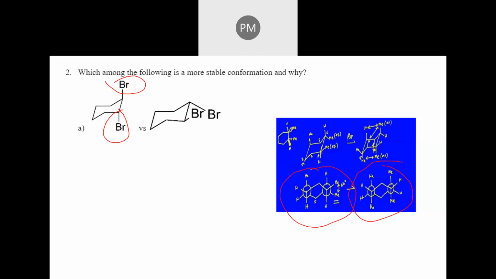So we have to draw similar things like this, and we have to say that these two bromide groups are only 60 degrees apart in one case, and in the other the two bromide groups are 180 degrees apart. If the bulkier groups are far apart from each other, that conformation will be stable. So for this reason, the axial bromide is the one with the stable conformation.